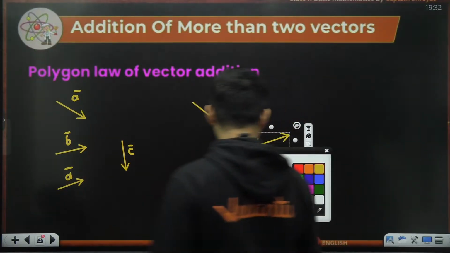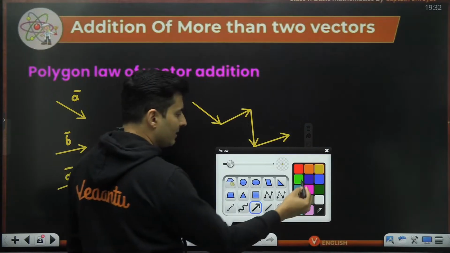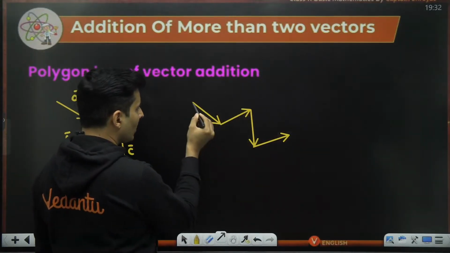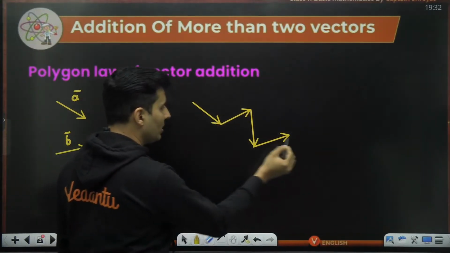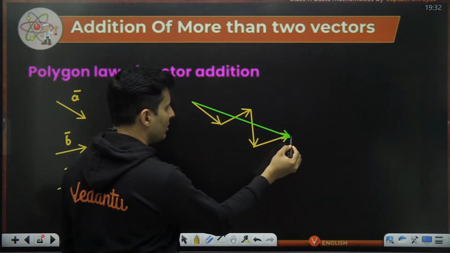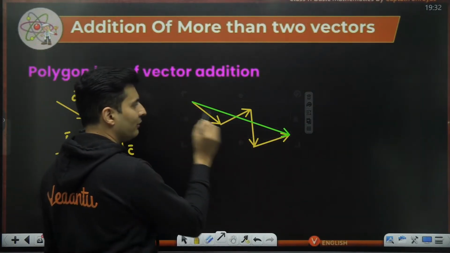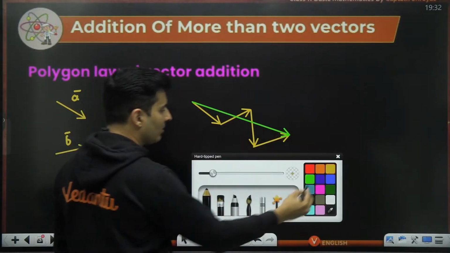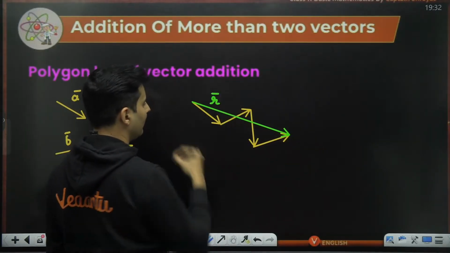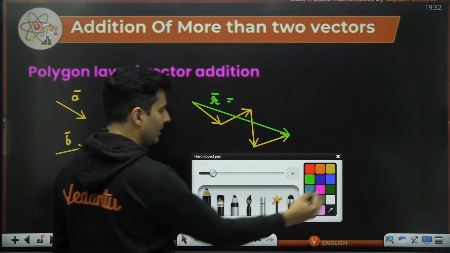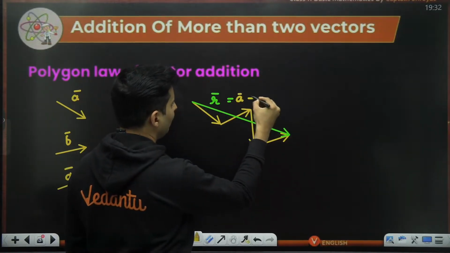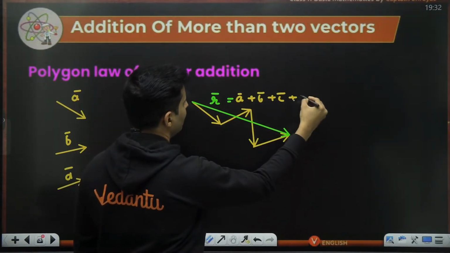These are your vectors. Now you can see there is a missing side of a polygon from here to here. You started from here, you ended here. Start drawing a ray from the tail to the head. Tail of the first, head of the last. That becomes your resultant vector. So this resultant vector is just the vector sum of A vector, B vector, C vector and D vector.